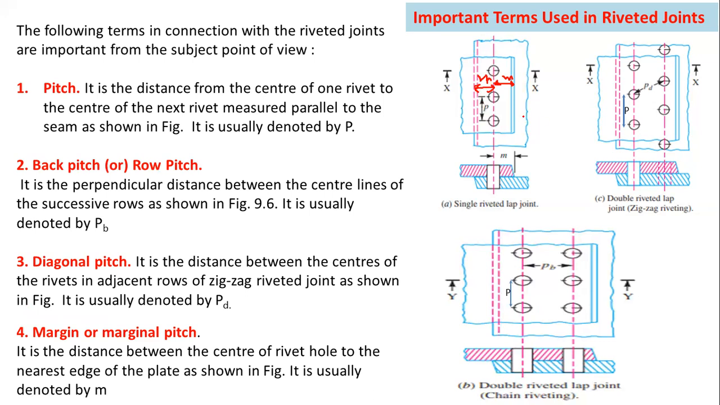So the distance between the center line of the rivet and the nearest edge of the plate is called margin. The distance between two successive rivets is called pitch. Back pitch or row pitch is the distance between two successive rows of the rivets. And diagonal pitch is the distance between the two centers of the rivets.